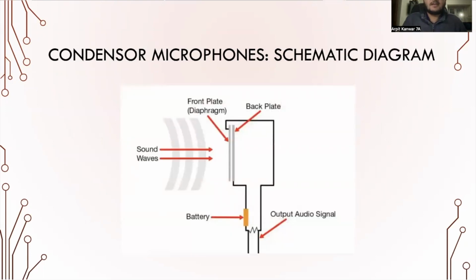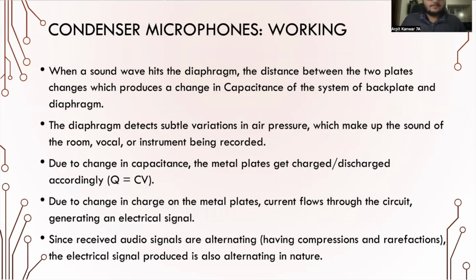This is the schematic diagram of condenser microphones. As we can see, there's a front plate, that is diaphragm, and a back plate. When sound waves hit the front plate of the diaphragm, the capacitance of the system of front plate and back plate changes. Hence, the diaphragm detects subtle variations in air pressure, which make up the sound of the room, vocal, or instrument being recorded.